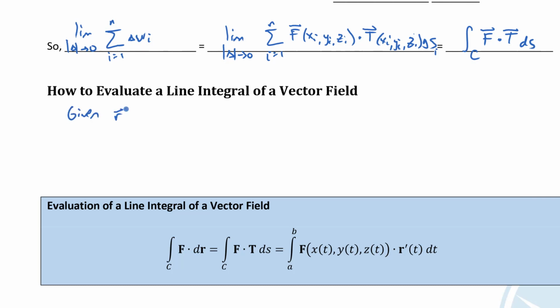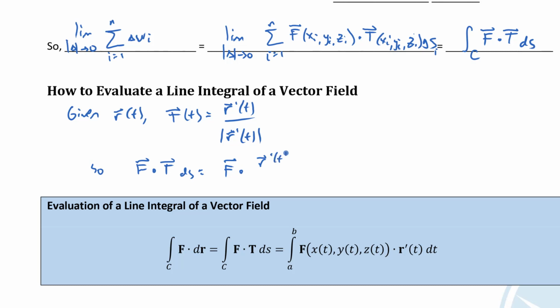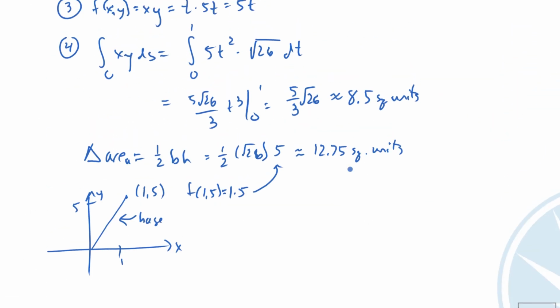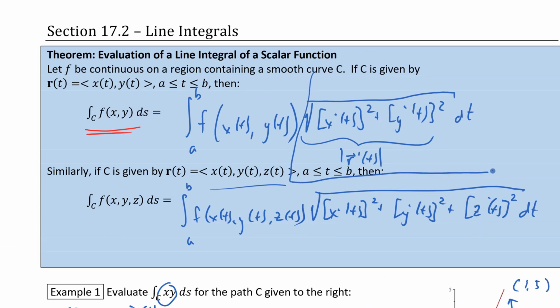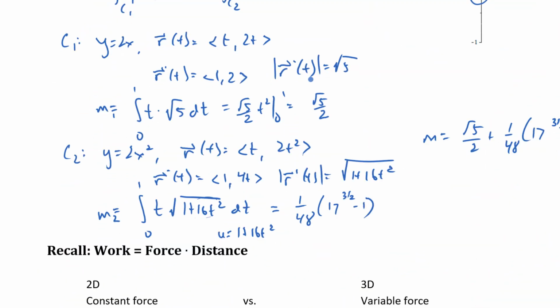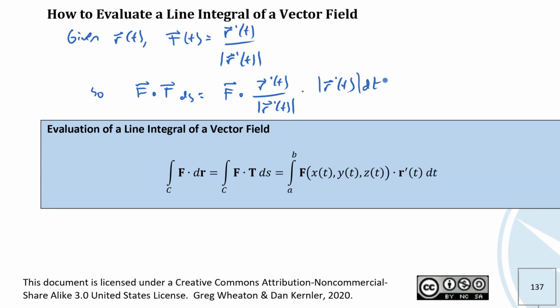Well, given some path r of t, we know the tangent vector is r prime over its magnitude. That gets us the unit tangent vector. And so then the dot product of F with T ds would be the dot product of F with r prime of t over the magnitude of r prime of t, and then ds from, I believe, page 135. And you'll notice that they both have a magnitude of r prime, and so in fact you just get F dot r prime dt.